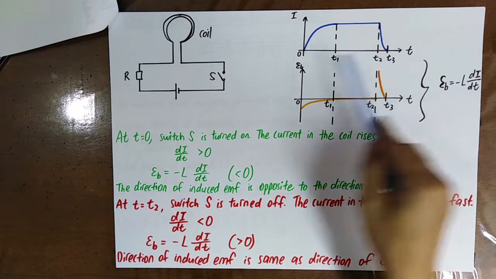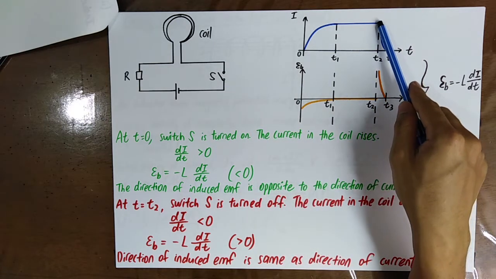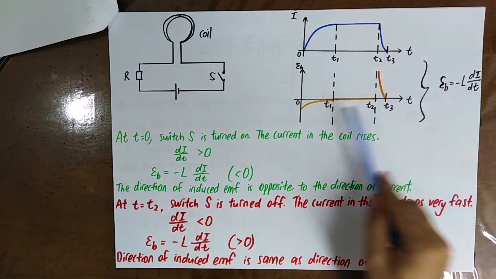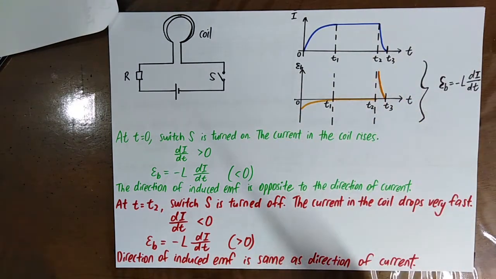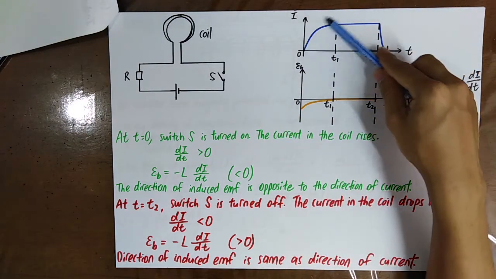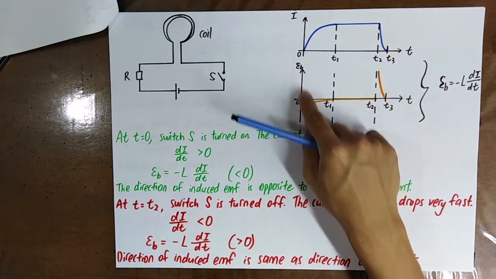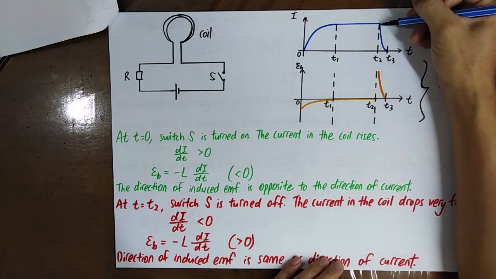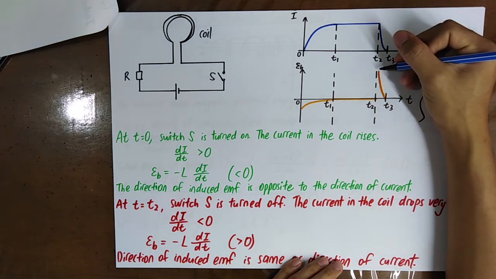When the switch is opened at T2, the current drops so fast, so di/dt is a negative value. Therefore, back EMF has a positive value. Notice that the steeper the graph, that means the steeper the gradient, the larger the back EMF. For example, here it drops so fast because the gradient is so steep. Therefore, the value is so large.